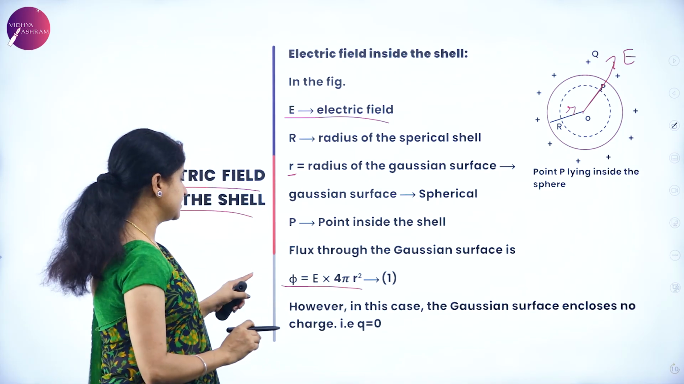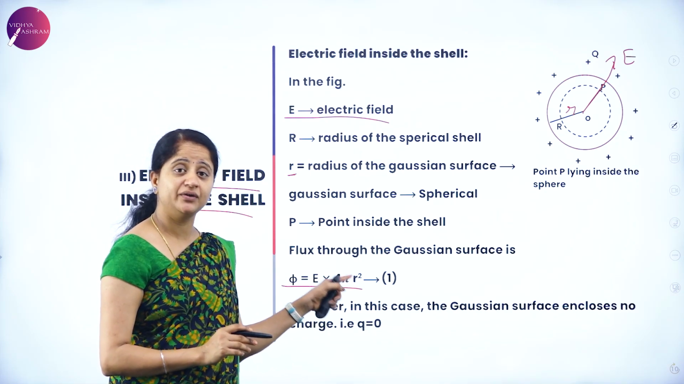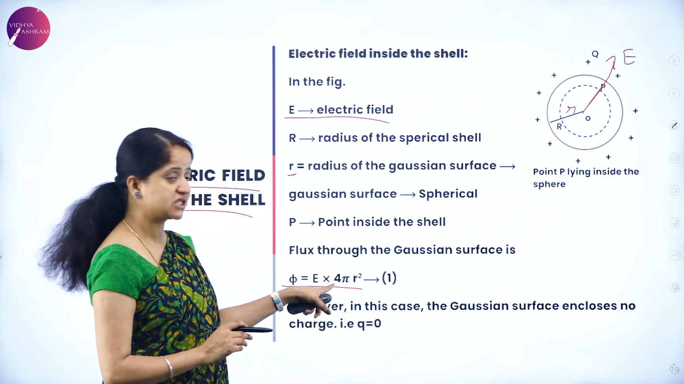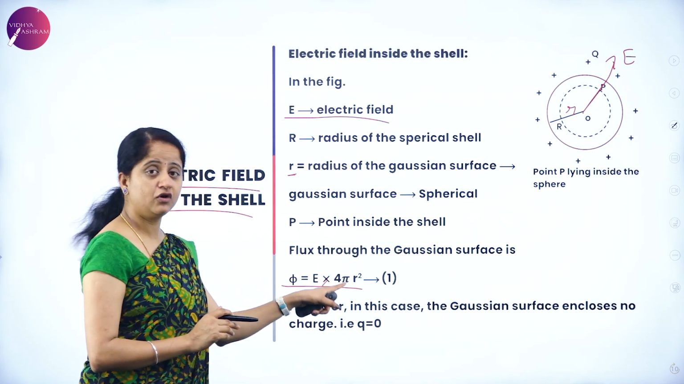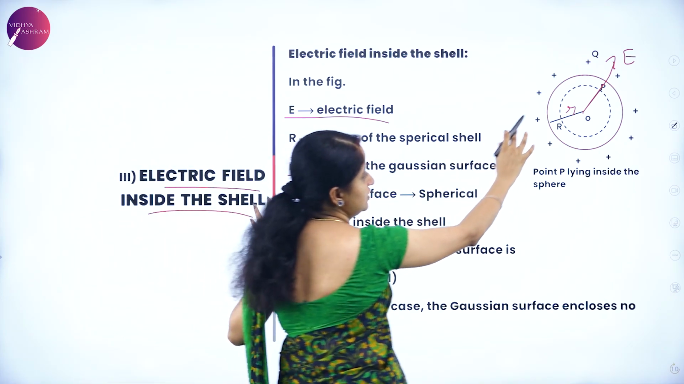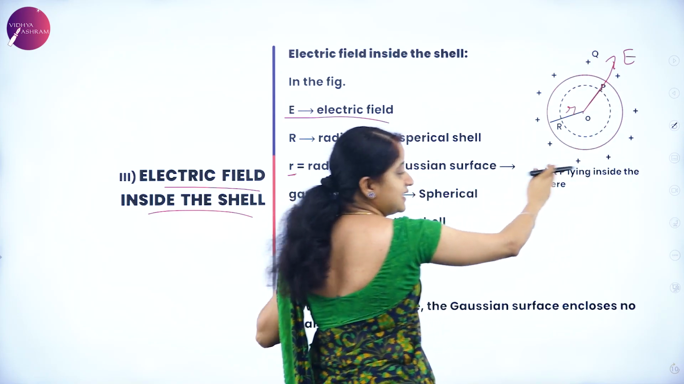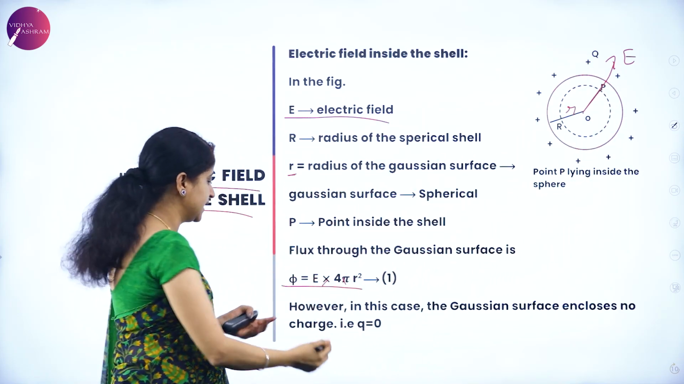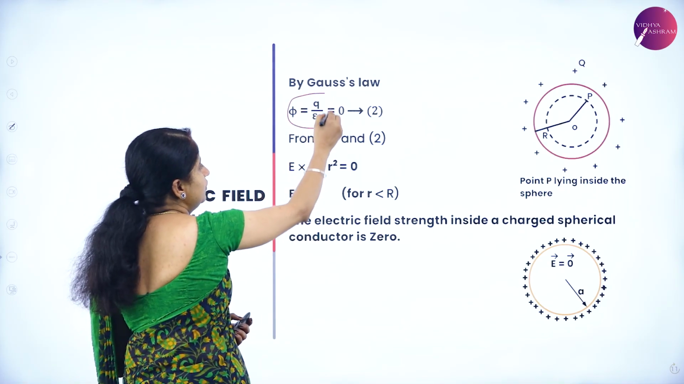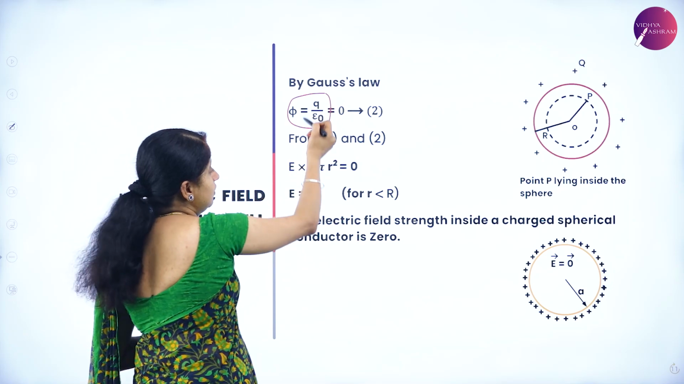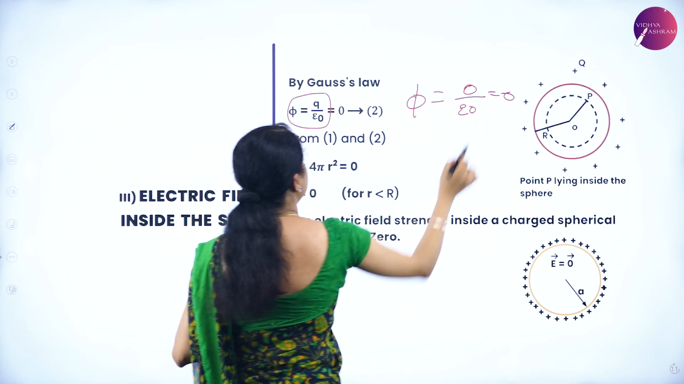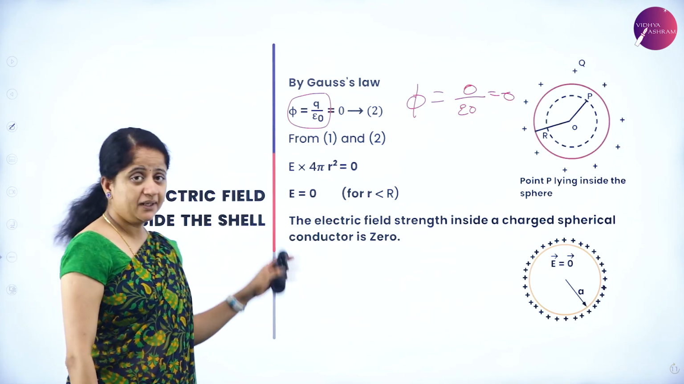What is the flux through the Gaussian surface? That is phi is equal to E into A. So A is nothing but the area of the spherical surface, that is 4 pi R square. So we get phi is equal to E into 4 pi R square, that's equation 1. So in this case, the Gaussian surface encloses no charge. Here there is no charge because the charges are on the surface. So when there is no charge, Q is equal to 0. So we know from Gauss law, phi is equal to Q divided by epsilon naught. So when Q is equal to 0, the entire phi will become 0 because 0 divided by anything is equal to 0.